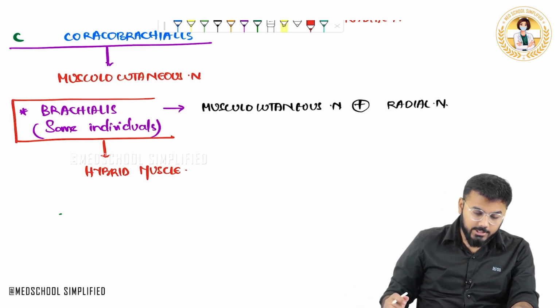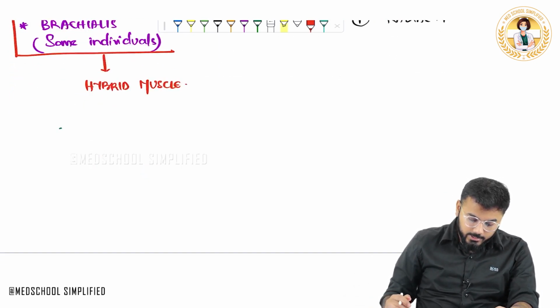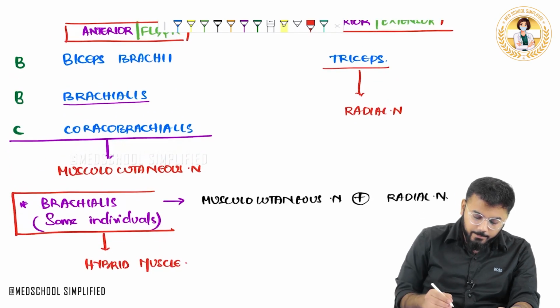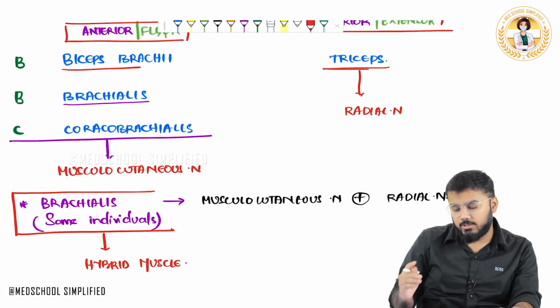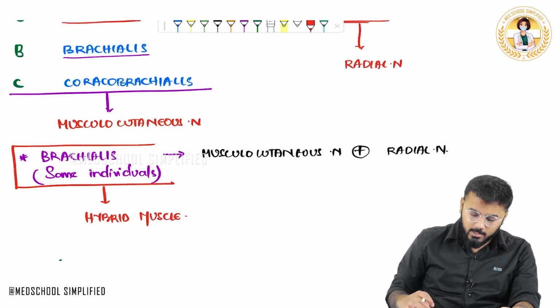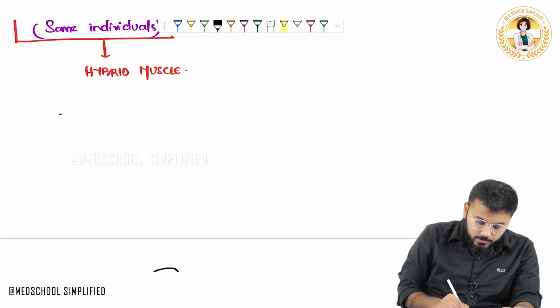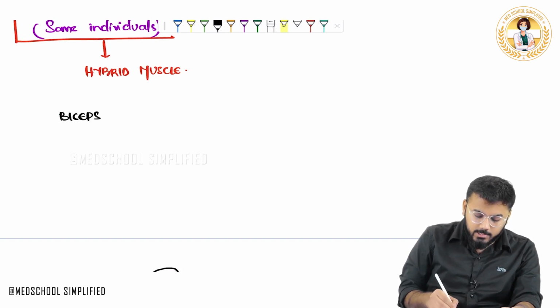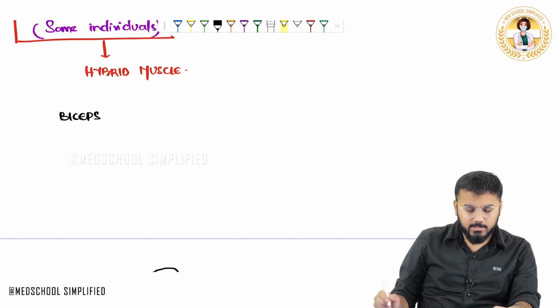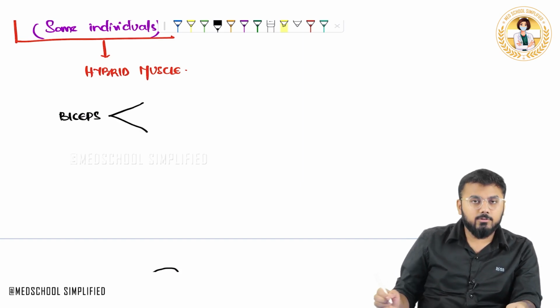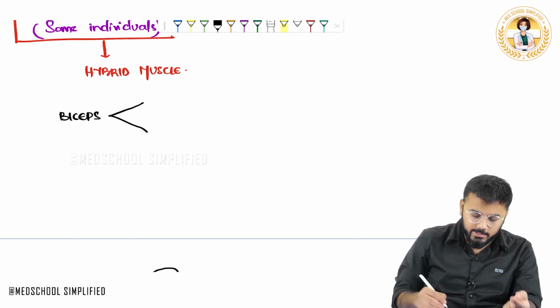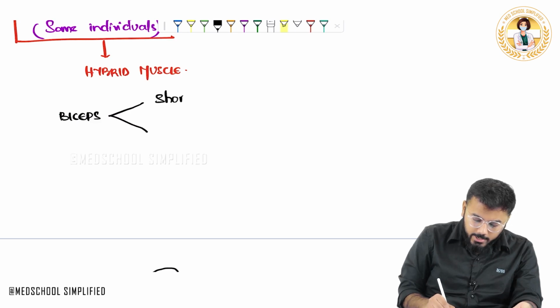Okay, right. Next important thing is the biceps brachii and triceps. We shall be mainly focusing on these two, because only these two will be asked again and again in the exam. If you look at the biceps muscle, why is it called biceps? Because it has two heads. One is called the short head of biceps.